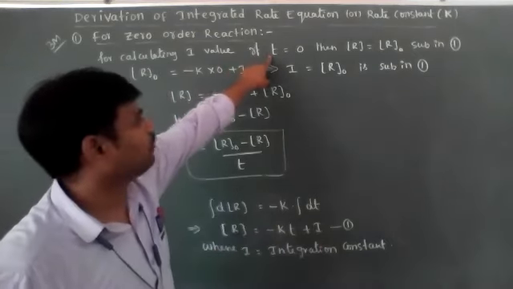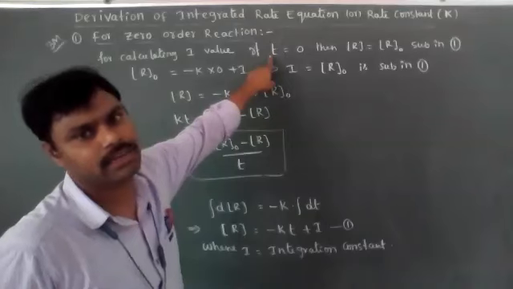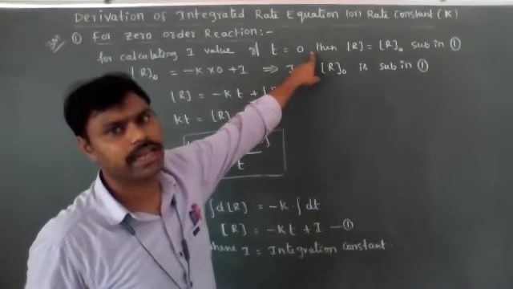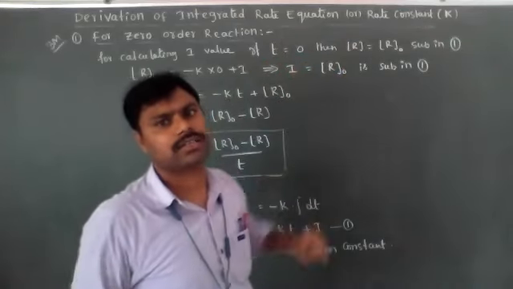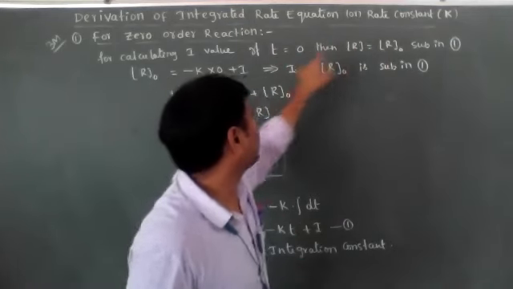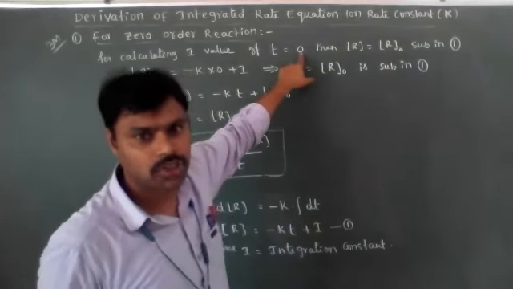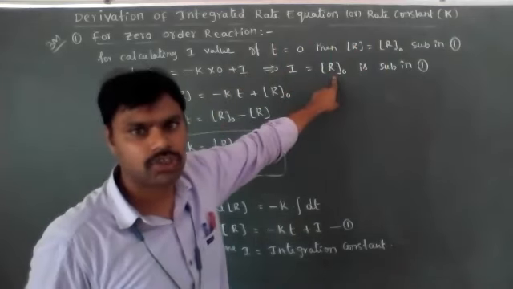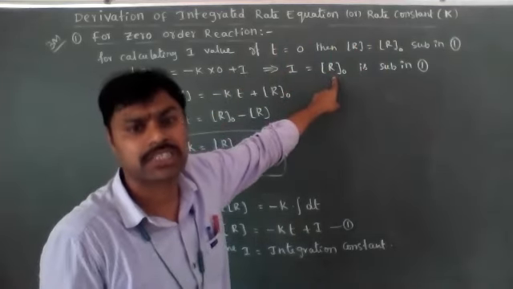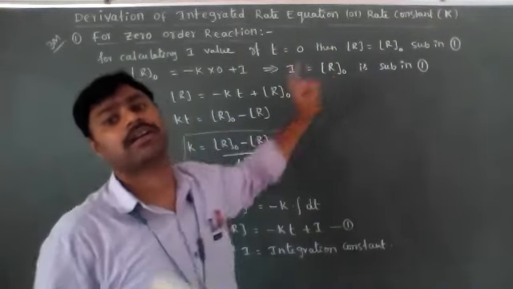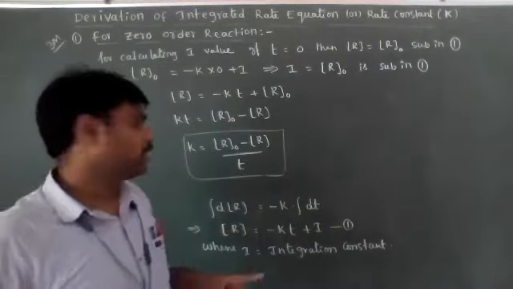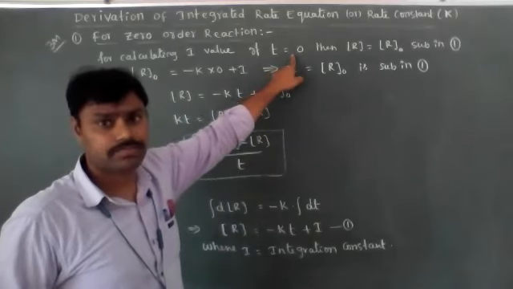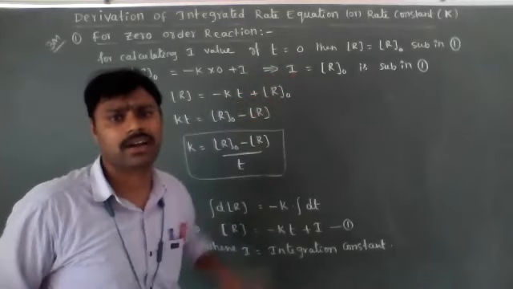Always you have to take the initial time. If the time is equal to 0, then R is equal to R0. If R is equal to R0 and t is equal to 0, you have to substitute in equation 1, then you will get the I value. I is equal to R0. The integration constant is equal to R0 at the initial time, when time is equal to 0.